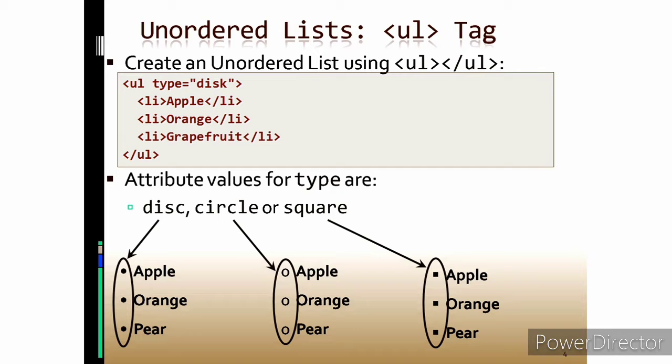Now what attributes do we have? Here we can use the pattern of disc, circle or square. In the first example, if it is taken as a disc, it gives you the circle in a filled form. With circle you get an O shape, that is without any fill, and you also have a square. You can use the attribute square also.